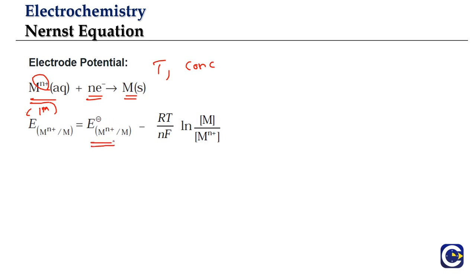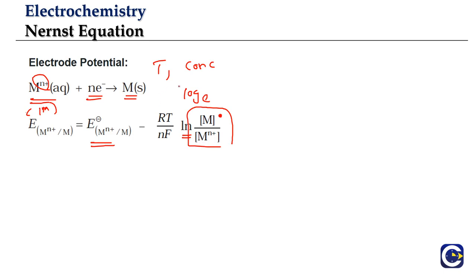So E naught is the electrode potential under standard conditions, minus RT by nF into ln. Ln is the natural logarithm to the base e. Ln of the metal atoms concentration by the metal ions concentration. So what is this term, metal atoms concentration by metal ions concentration?